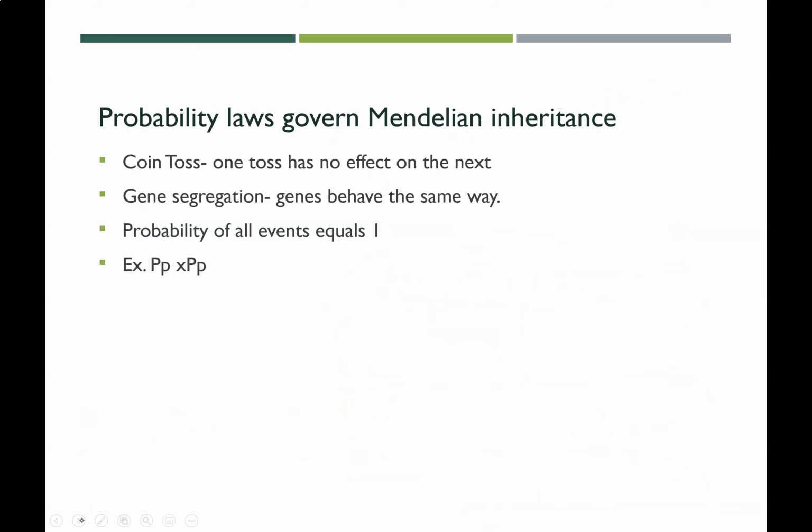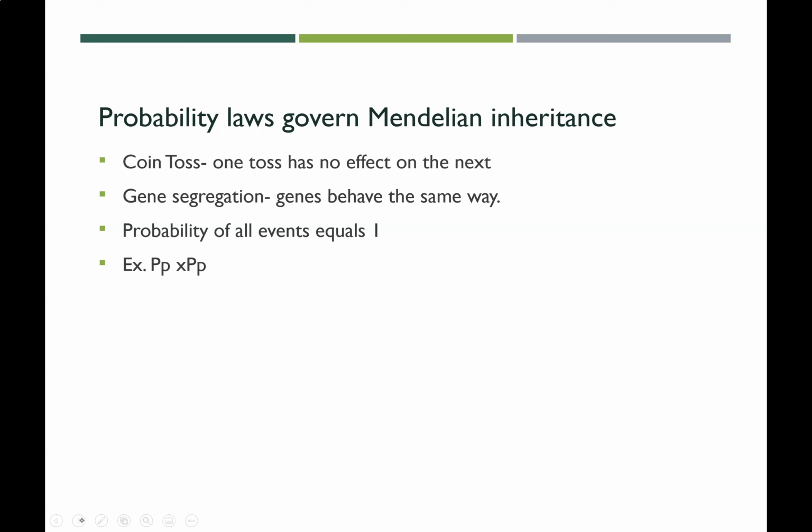All right, let's go through some probability rules. Probability rules govern our inheritance, and that's because by chance, each of your gametes gets a particular allele. There is a 50% chance of getting the first allele. There's a 50% chance of getting the second allele. And for the other parent, they have 50-50 as well. So there are probabilities associated with receiving these traits.